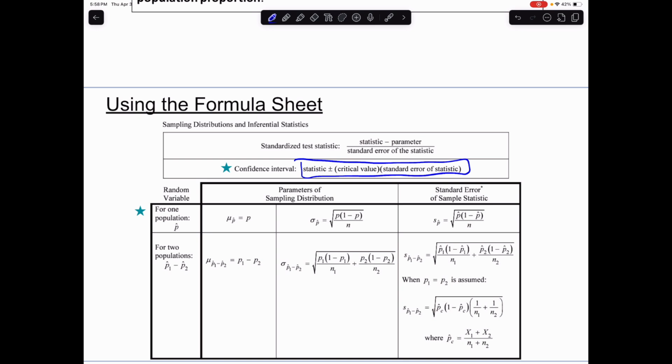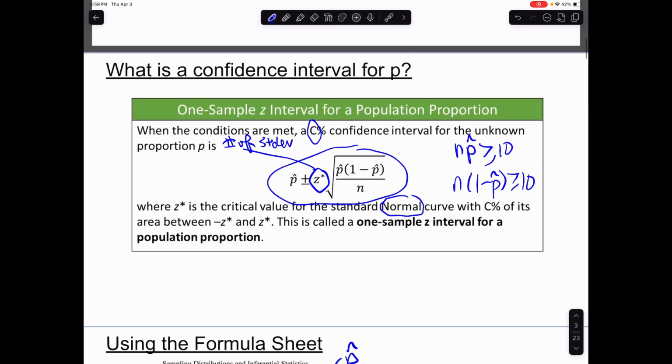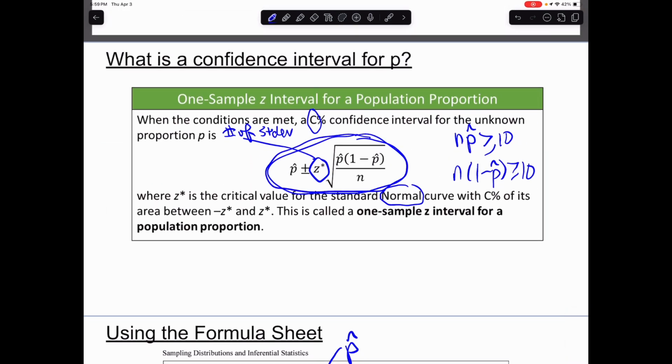So you're going to have to put standard error in here. You're going to have to know that this is Z star, and you're going to have to know that the statistic is P hat. So it might just be easier if you just kind of knew this formula by memory.